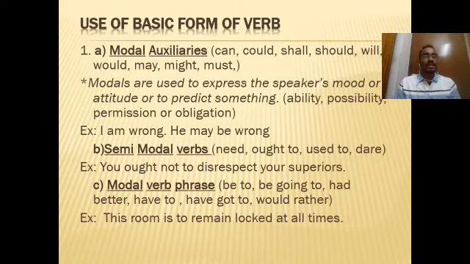You see the second example: You ought not to disrespect your superiors. So ought not to is a semi-modal verb. After this we have used the basic form of verb, and that is disrespect. And the third example: This room is to remain locked at all times. Here you see is to, that is be to. So be to is also a semi-modal verb or modal verb phrase, and after this we must use the basic form of verb.